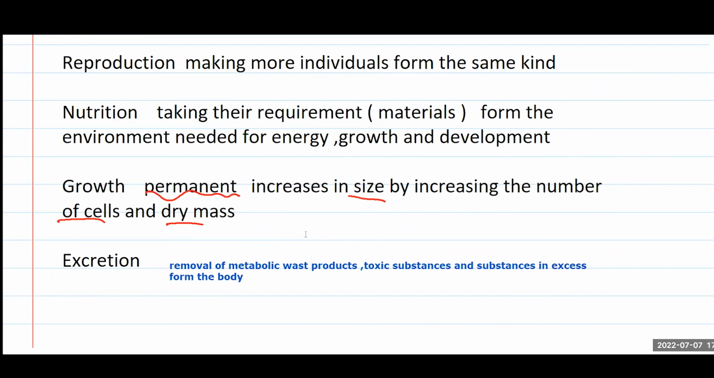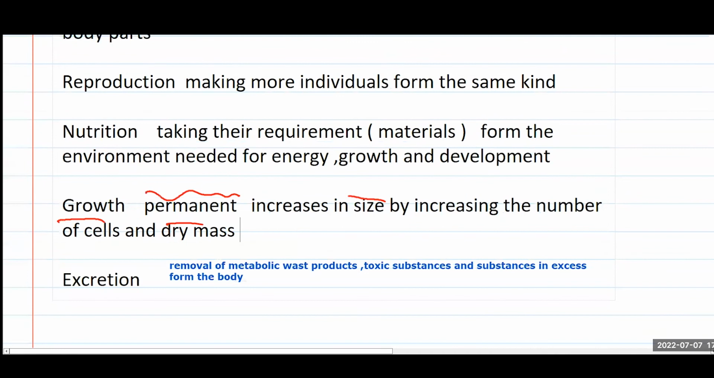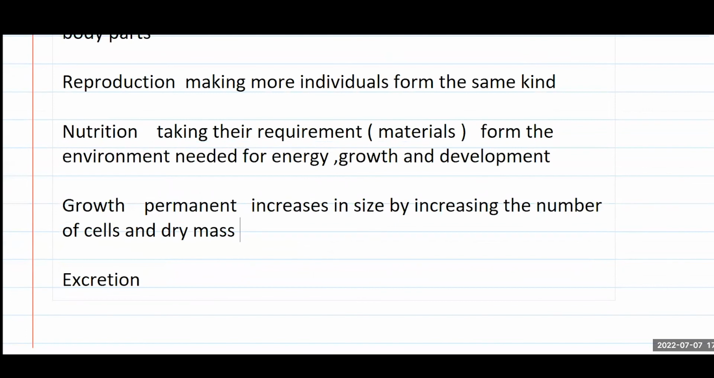So these are the 7 characteristics of living things and their definitions, right? And some keywords you have to write in the definition, otherwise you will not be able to gain the mark. You understand me? Okay. So keywords here in growth: it's permanent. It is permanent growth, right? You have to use the word permanent and increase the number of cells also.